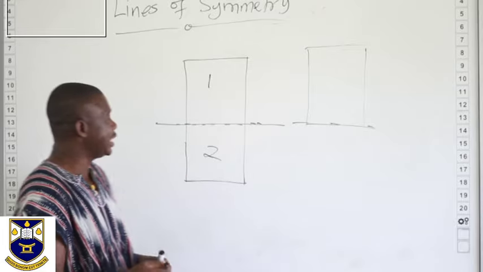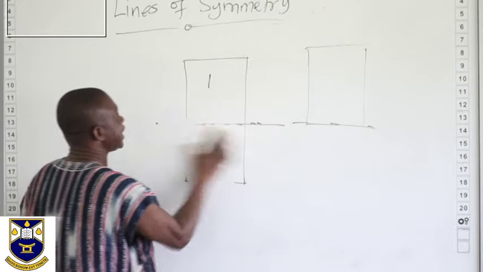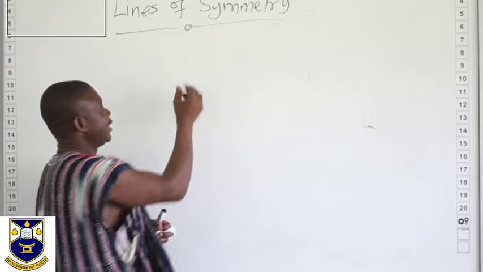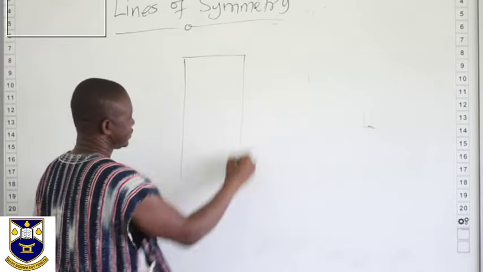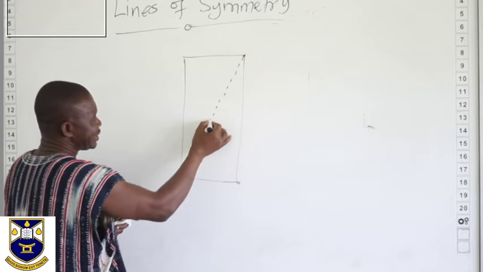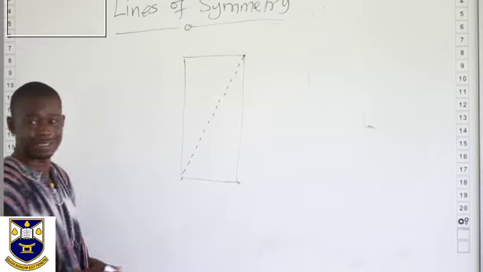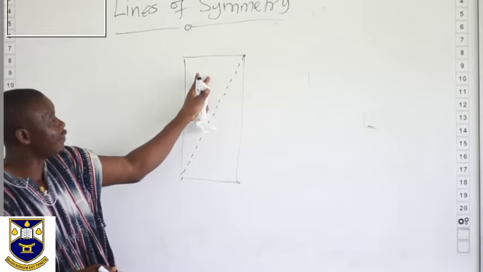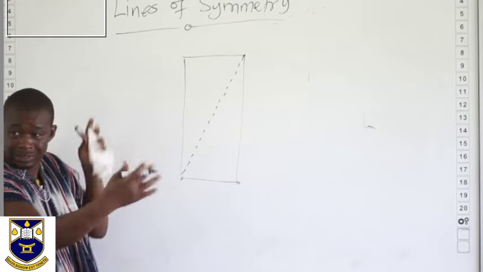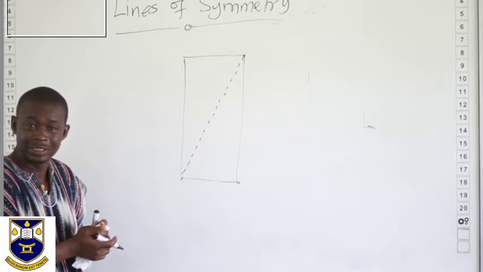We also have other shapes. Now, the same figure, let's try to fold it in a different way and see. For example, we have it like this. Now, if we fold it along the diagonal like this, look at what is going to happen. Are we going to have exactly the same thing on the two halves of the line of symmetry?